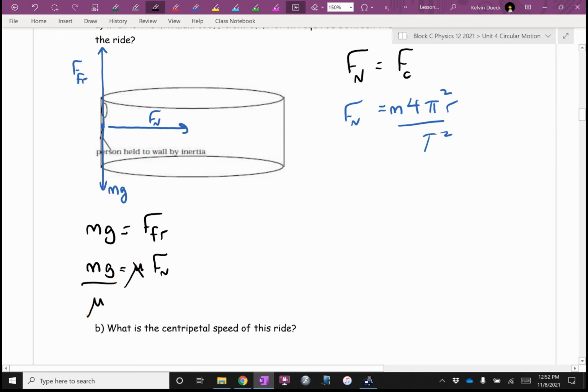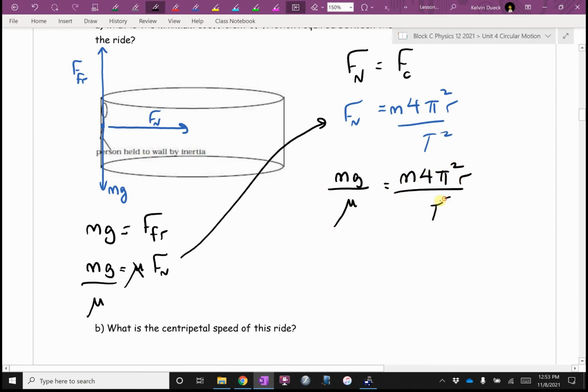So you ready? I'm going to walk back over here and I'm going to say, I don't know the normal force. Oh, but look, I know something else that's the same size as the normal force. Mg over mu, not mu mg. In this case, it's mg over mu. A little different. So I can walk this to there. I can say mg over mu equals m 4 pi squared r over t squared.